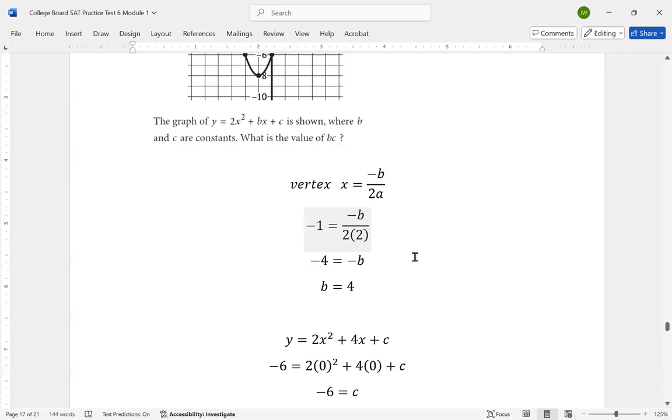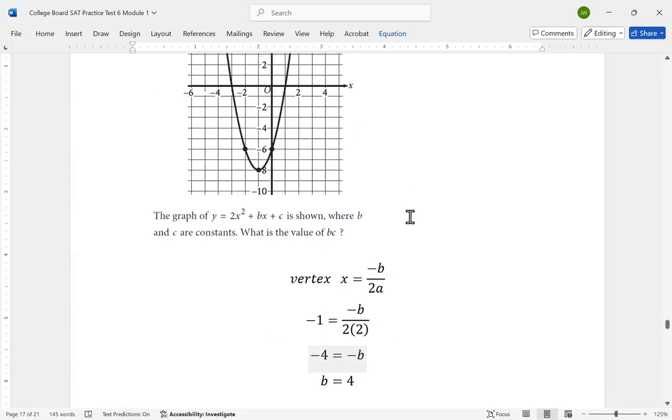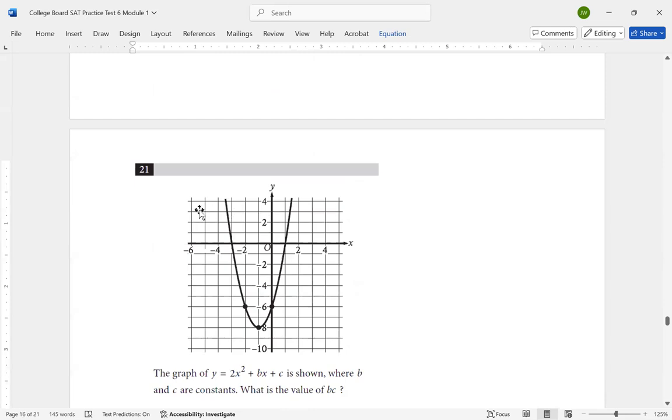Now we're almost done. It says, what is the value of B times C? Well, all we have to do is type in B times C, which now we know is 4 times -6. And that is equal to -24. Therefore, the answer to this question is -24. So that's the answer to question 21. -24 is the answer to question 21.